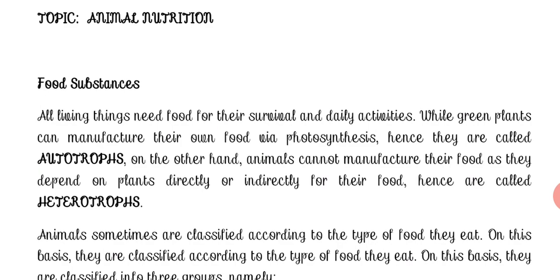On the other hand, animals cannot manufacture their food as they depend on plants directly or indirectly for their food, hence are called heterotrophs. We are saying in essence that animals, in which man is one of them, are heterotrophs. We are saying they depend directly or indirectly on plants for survival. This will be very clear to you in the course of this lesson.